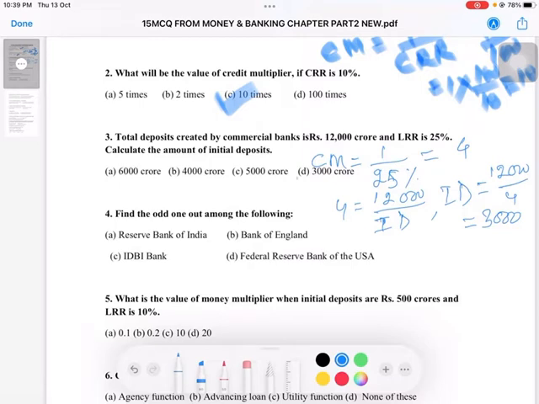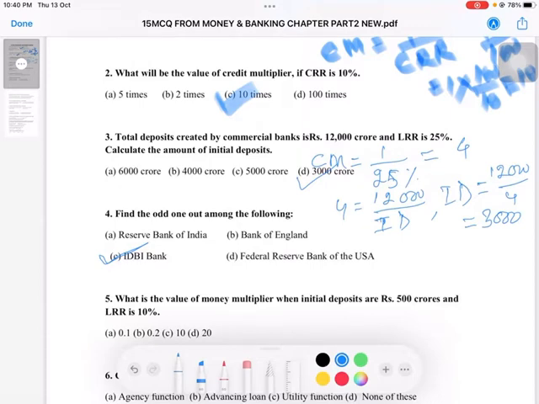Next question, find the odd one out among the following. Options are Reserve Bank of India, Bank of England, IDBI, Federal Reserve Bank of USA. So the right answer will be IDBI. Why is it IDBI? Because others are central banks of different countries except IDBI.